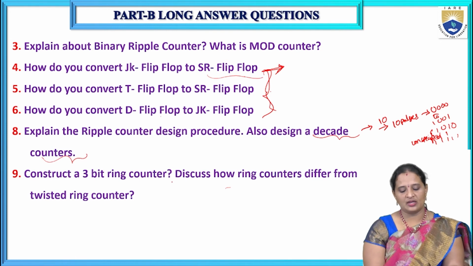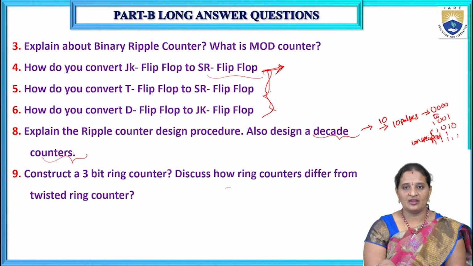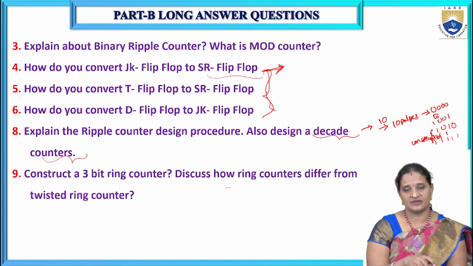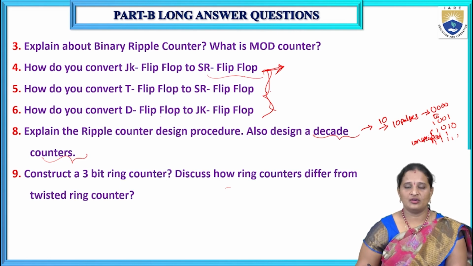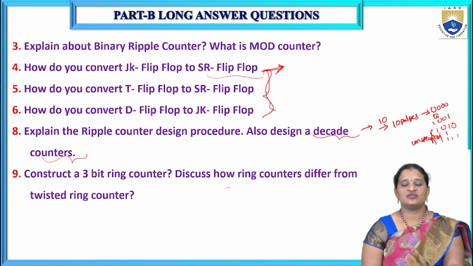Now construct a 3-bit ring counter. Ring counter means, as I told you, this ring counter and the twisted ring counter are the applications of serial in, serial out shift register, right? So if the Q output of the last flip-flop is given as input to the first flip-flop, then it is said to be a ring counter. So mention this point and then draw the 3-bit ring counter circuit diagram, explain its operation, draw its truth table and timing diagram.